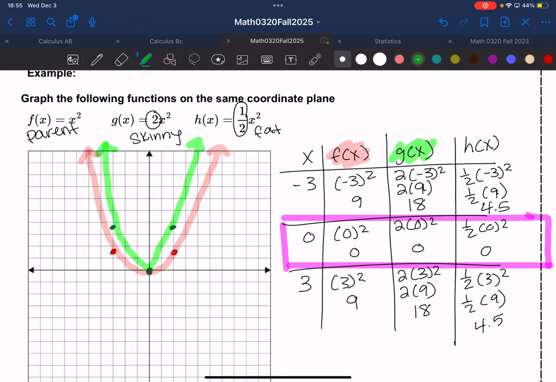Okay, and then h of x, we should have something wider than the parent function. So we have -3, 4.5. So -3, we're going by 5, so it's going to be a little bit below. Still at 0, 0, and then a little bit below. So when I draw this, this is going to be wider than my parent function.